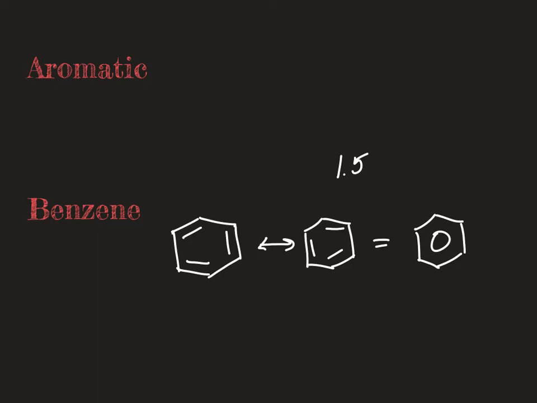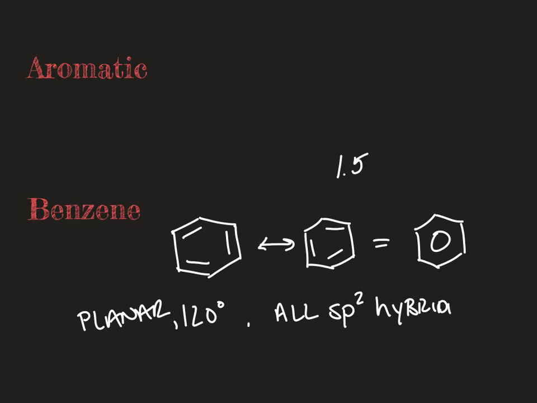It is also planar. All of your bond angles are 120 degrees. All 6 carbons are sp2 hybridized, and all have an unhybridized p orbital. And that unhybridized p orbital is what leads us to our aromaticity. So that allows the electrons to overlap around all of the carbons.